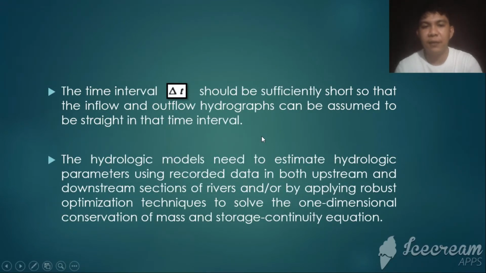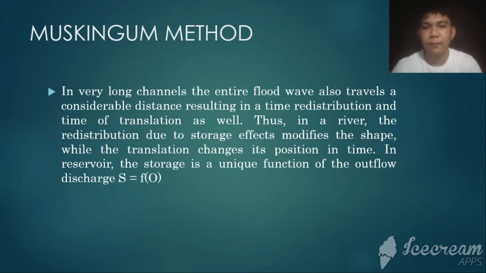So the time interval should be sufficiently short so that the inflow and outflow hydrographs can be assumed to be straight in that time interval. So the hydraulic models need to estimate hydraulic parameters using recorded data in both upstream and downstream sections of rivers and/or by applying robust optimization techniques to solve the one-dimensional conservation of mass and storage continuity equation. So first we have the Muskingum method.